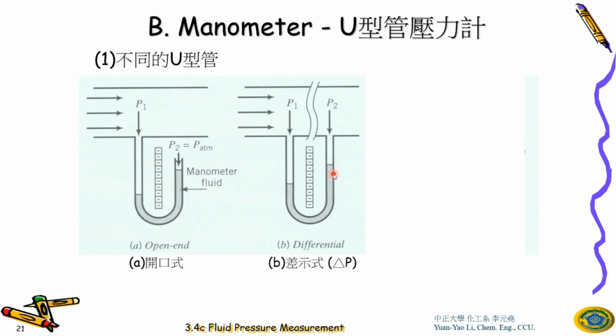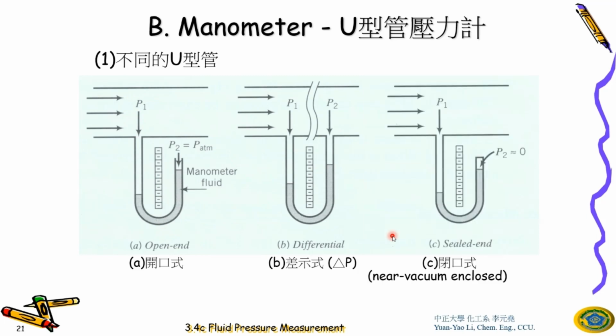So you got pressure differences between point 1 and point 2. So you got P1 and P2. This is called differential. This is called open end. Open end means that you measure the atmospheric pressure plus the height, and this will be equal to the pressure at this point. So this is open end, and this is differential.